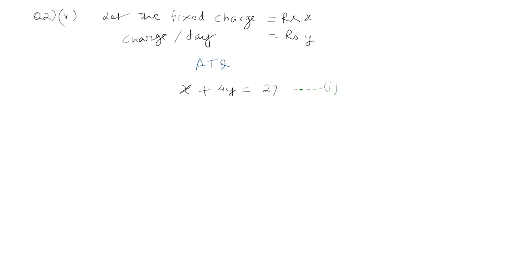Then second, somebody kept it for 5 days, has to pay rupees X and 2 days extra. Why 2 days extra? Of the 5 days, 3 days is already taken care of, and only 2 days extra was there, which she has to pay as extra fee. So two equations are ready here. So you'll be able to find X and Y by the elimination method, and then the final answer you'll write here.